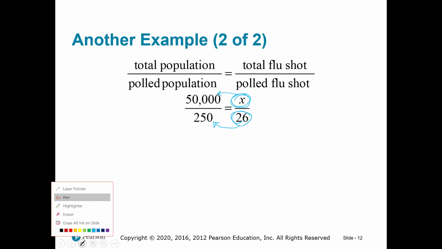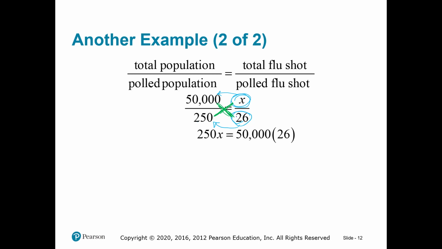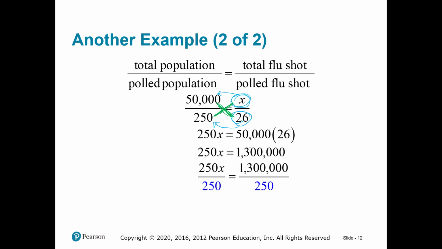So since I have one fraction equaling another, I can go across the equal sign and I can cross multiply, can't I? And there it is. The 250x equals the 50,000 times 26. Multiplying those two numbers out on the right. And now I can simply solve for x by dividing, can't I? Which tells me x is 5,200.